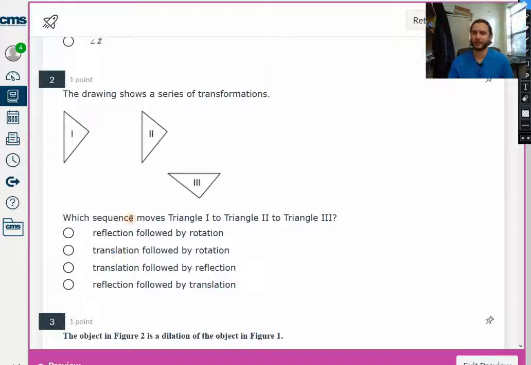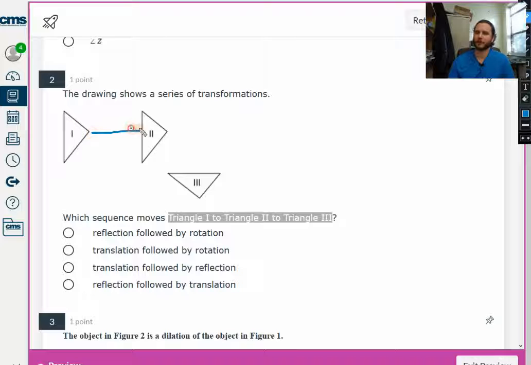For number 2, it was asking which sequence will move triangle 1 to triangle 2 and then again to triangle 3. So it wants to know in that order. So first of all, this triangle, nothing really changed other than where it was. So if the triangle looks exactly the same but is in a different place, that is a translation. But then you look at it again and it looks like it was turned 90 degrees. That is a rotation. So we want this answer choice right here. That is a translation first, then a rotation. So that's going to be the answer for number 2.